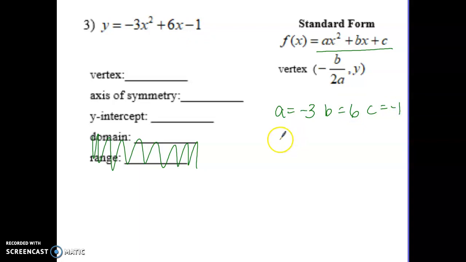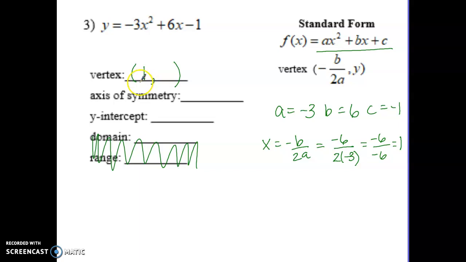So if I find the opposite of b over 2a, well, b is positive 6, so the opposite of that is negative 6. 2 times a, so 2 times negative 3. So we have negative 6 over 2 times negative 3, which is negative 6. Negative 6 divided by negative 6 is positive 1. That means the x value of my vertex is positive 1. Now we know the vertex is a point, so I need the y value as well.